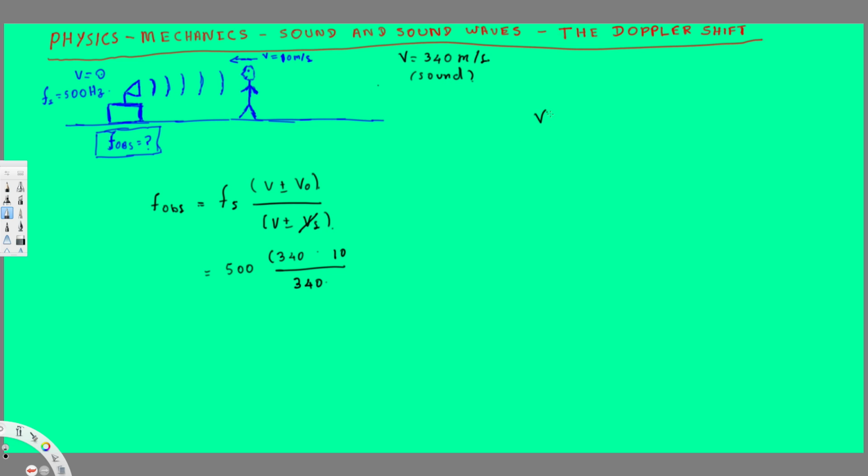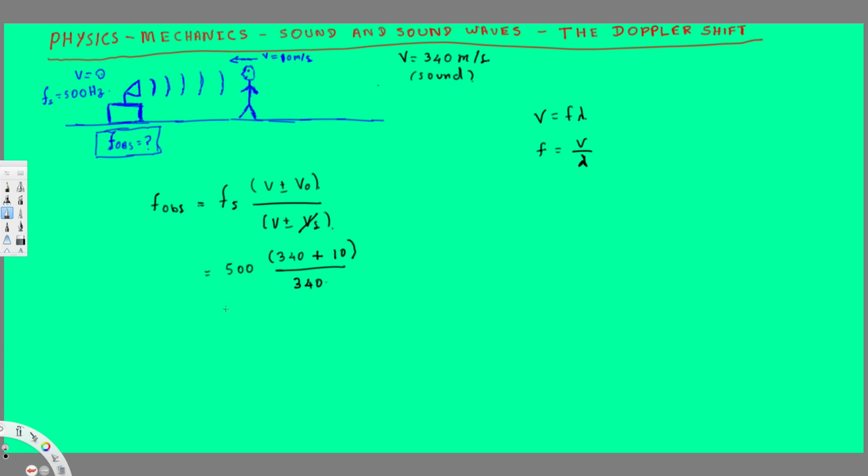So we know this equation, v is equal to f lambda, and here we are trying to find the relationship with frequencies. Frequency is equal to v over lambda. So as the wavelength decreases, frequency increases. So we know this is going to be plus, because as he goes closer to the source, the wavelength is going to be decreasing and the frequency is going to be increasing, therefore this would be plus. If he's going away, this is going to be minus, and that's the connection.